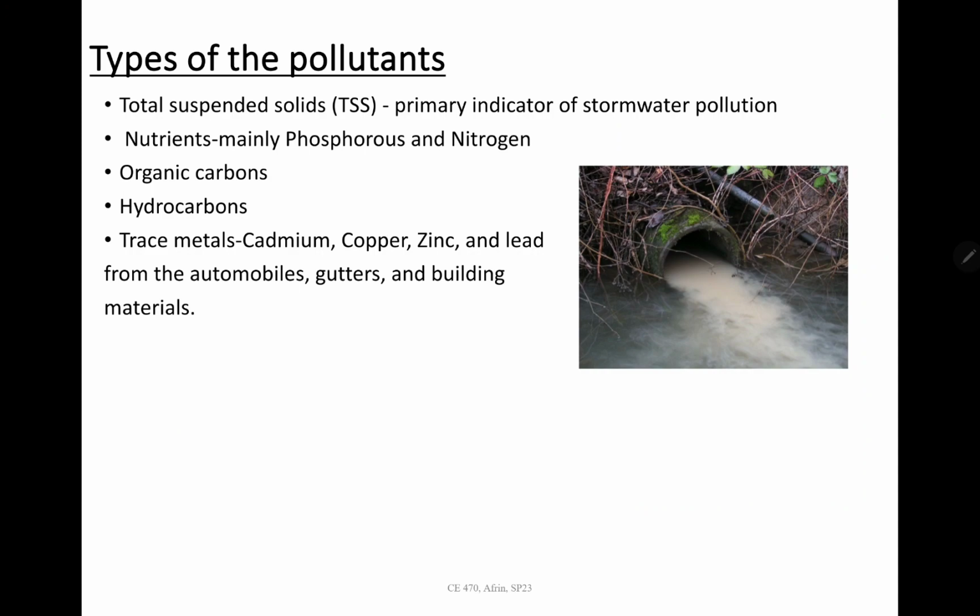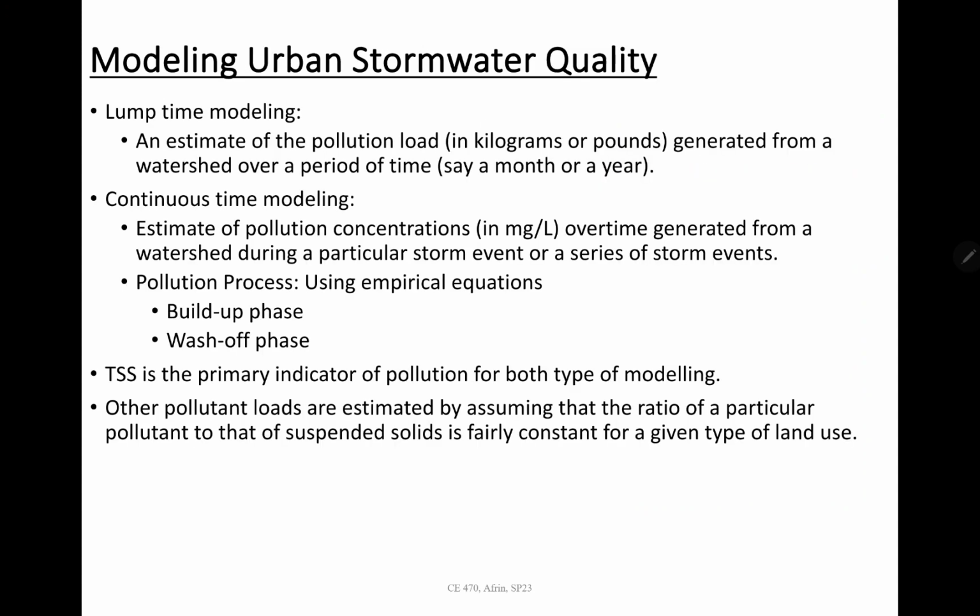Then there are nutrients, mostly phosphorus and nitrogen. Those are basically coming from pesticides or something like that, which you apply for plant growth. It can be some organic carbon, it can be trace metals like cadmium, copper, zinc from automobiles, gutters and building material, because water is flowing over the building roof or the car. From a parking lot you can see there can be different types of oil as well. Those are different types of pollutants. We need to find out the total amount of pollutants.